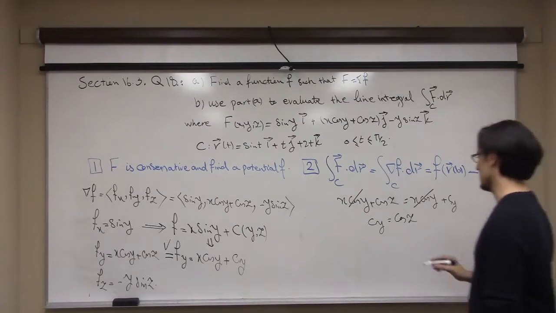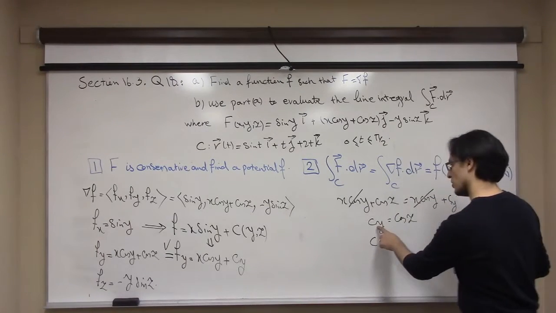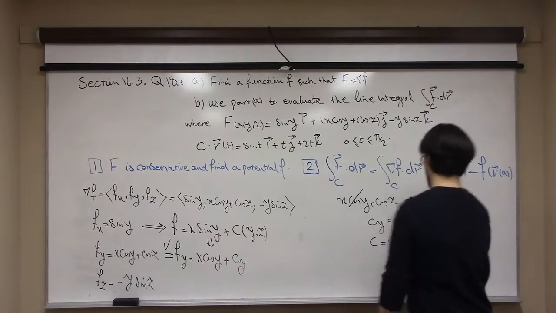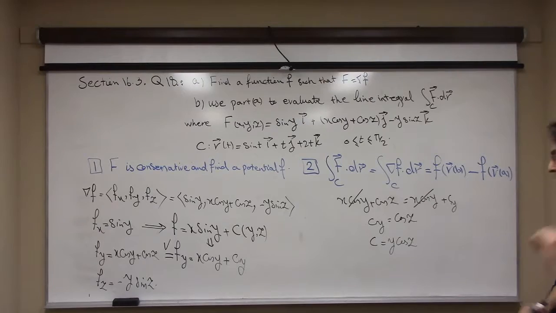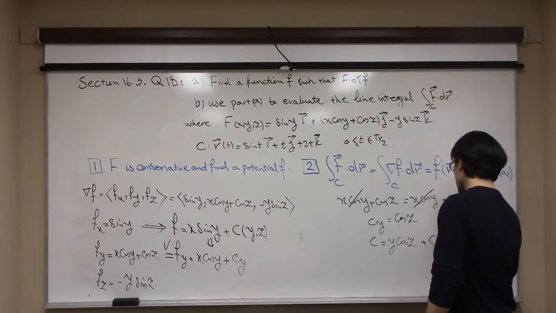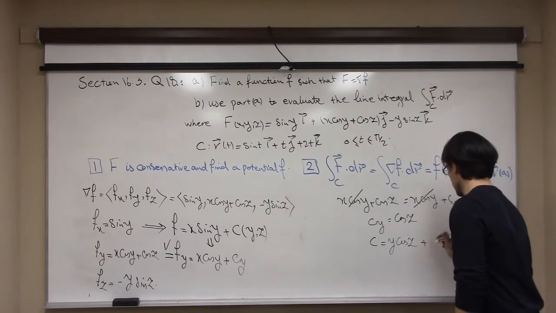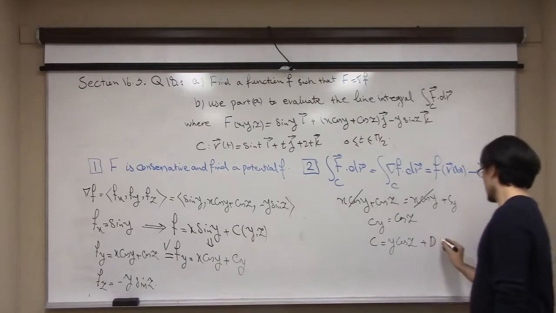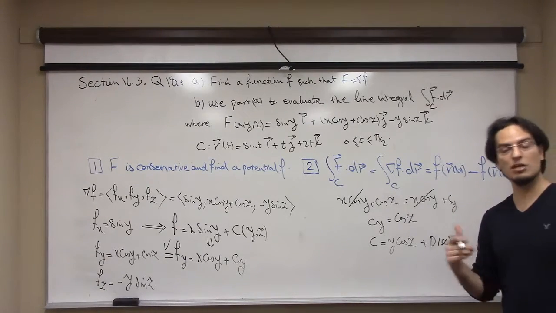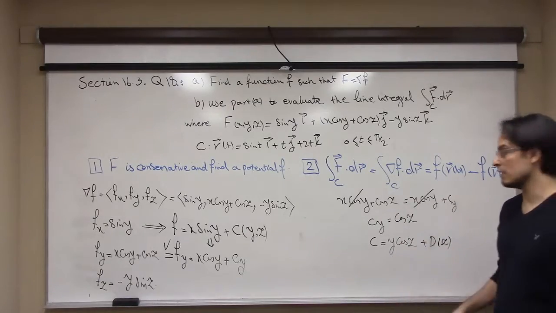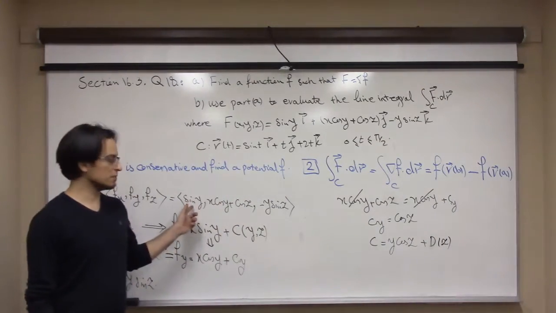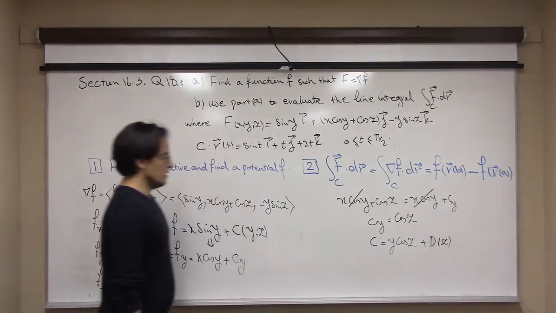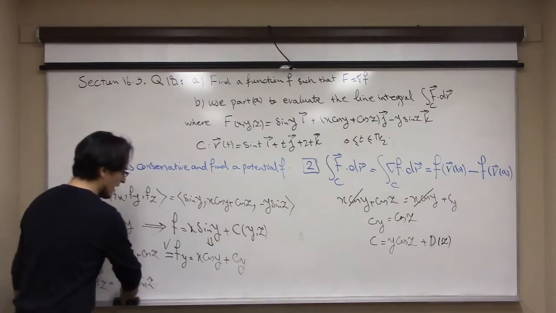What kind of function can that be? I have a function whose partial derivative with respect to y is cosine z. So that means I have that form. But I can also have any constant, let me this time put d, anything which is constant with respect to y, and it is constant with respect to x, so it can be any function in terms of z. Okay, that's great. So then I can go back and update my function.